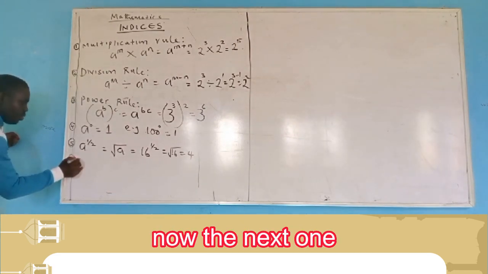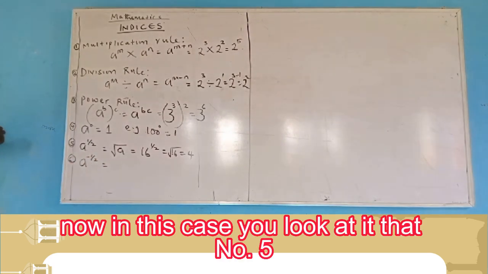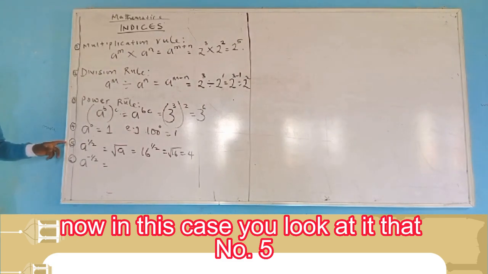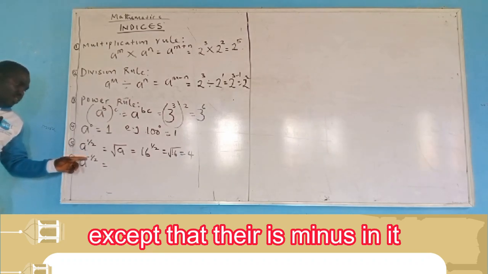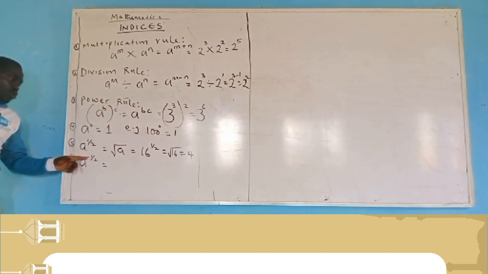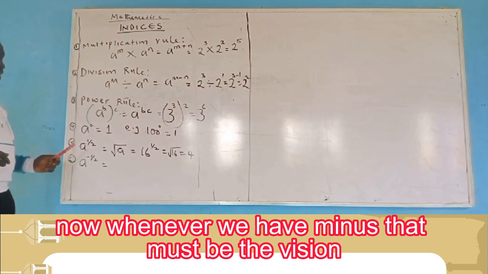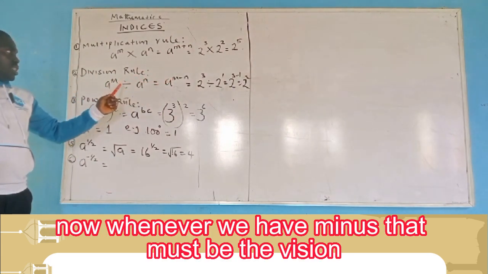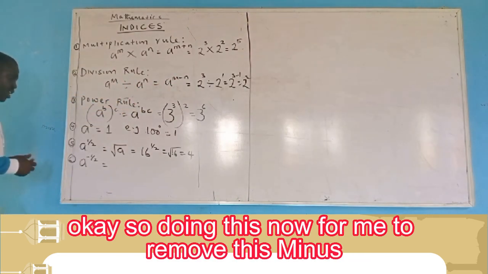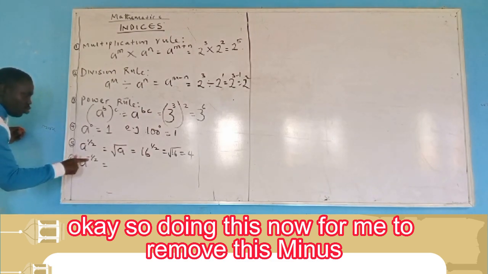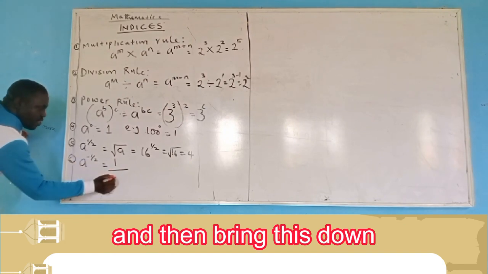Now looking at the next one, we have something like this. You look at it, that number 5 and number 6 almost look alike, except that there's a minus in this. Now, what do you do about this minus? Do not forget the division rule: whenever we have minus, that must be division, and whenever we have division, that must be minus. So for me to remove this minus, I'm going to do something like this, and then raise this down.